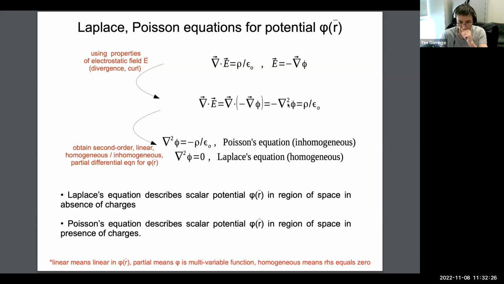Poisson's equation is one that we call an inhomogeneous differential equation. Laplace's equation is one that we call a homogeneous differential equation. Laplace's equation describes a region of space in which there are no charges, no exposed charges. Poisson's equation is one which describes a region of space in which there are charges present.